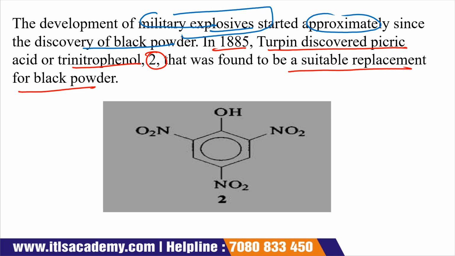Two discoveries took place in 1885, and this discovery was made by Turpin. He discovered picric acid, also called trinitrophenol, and it is a replacement for black powder. This is trinitrophenol.